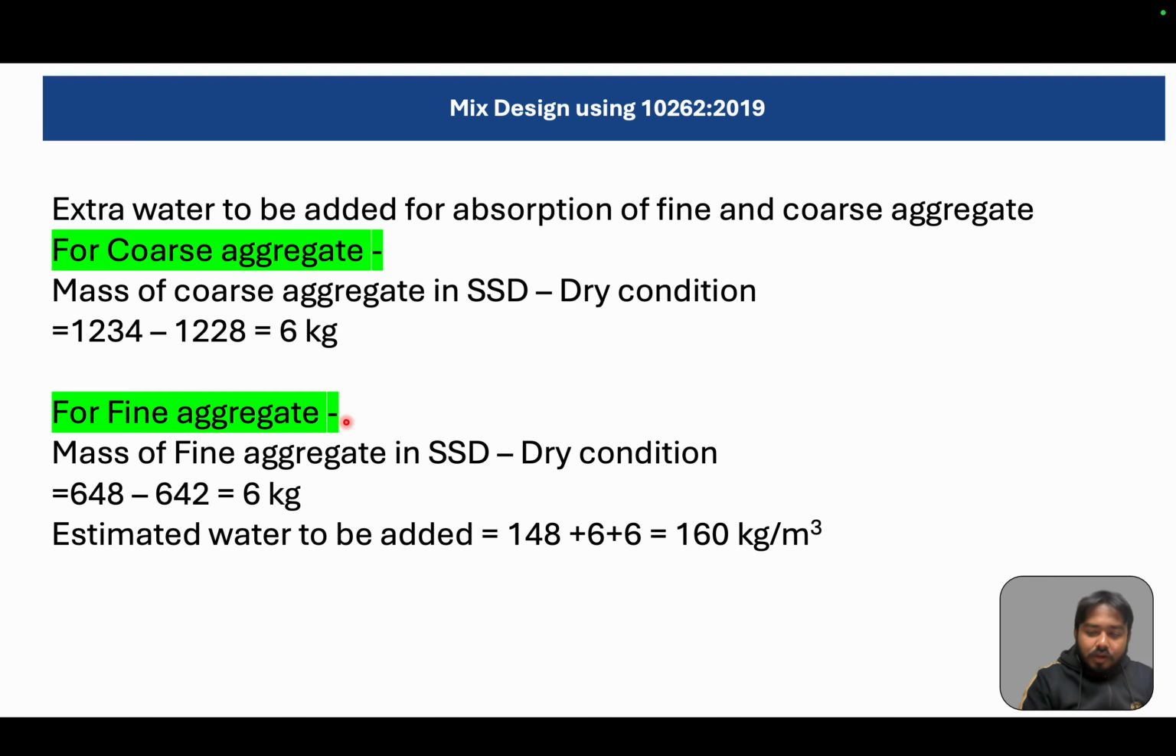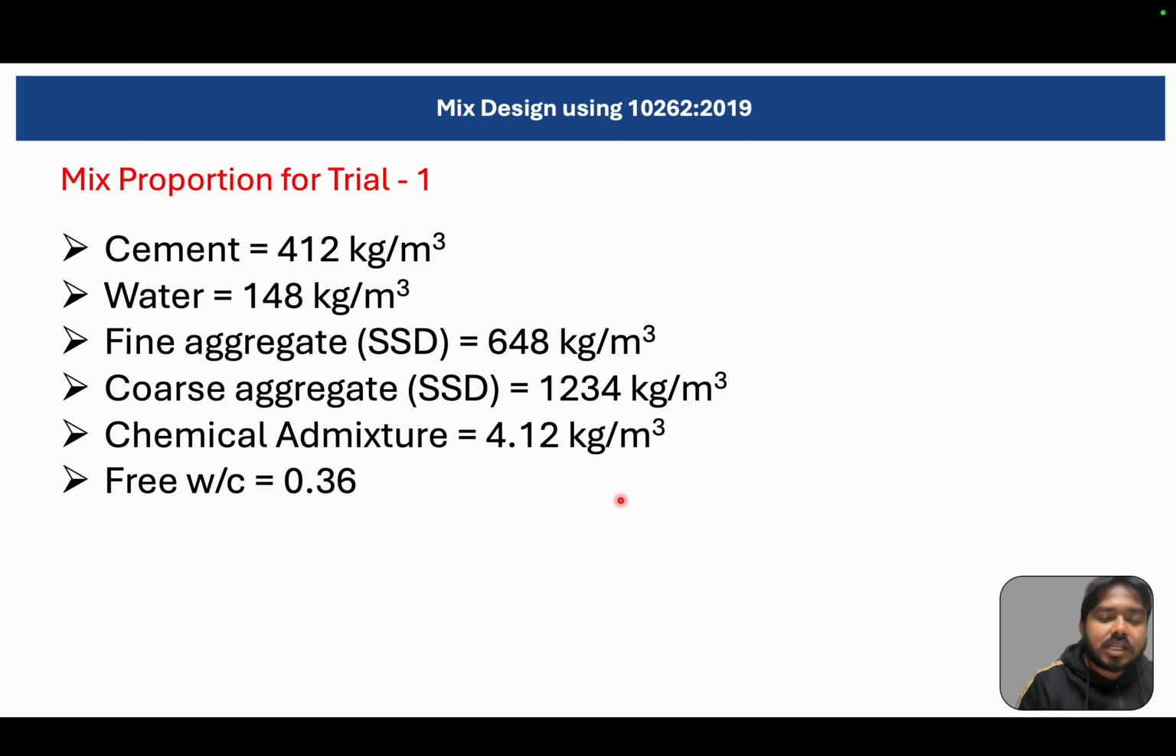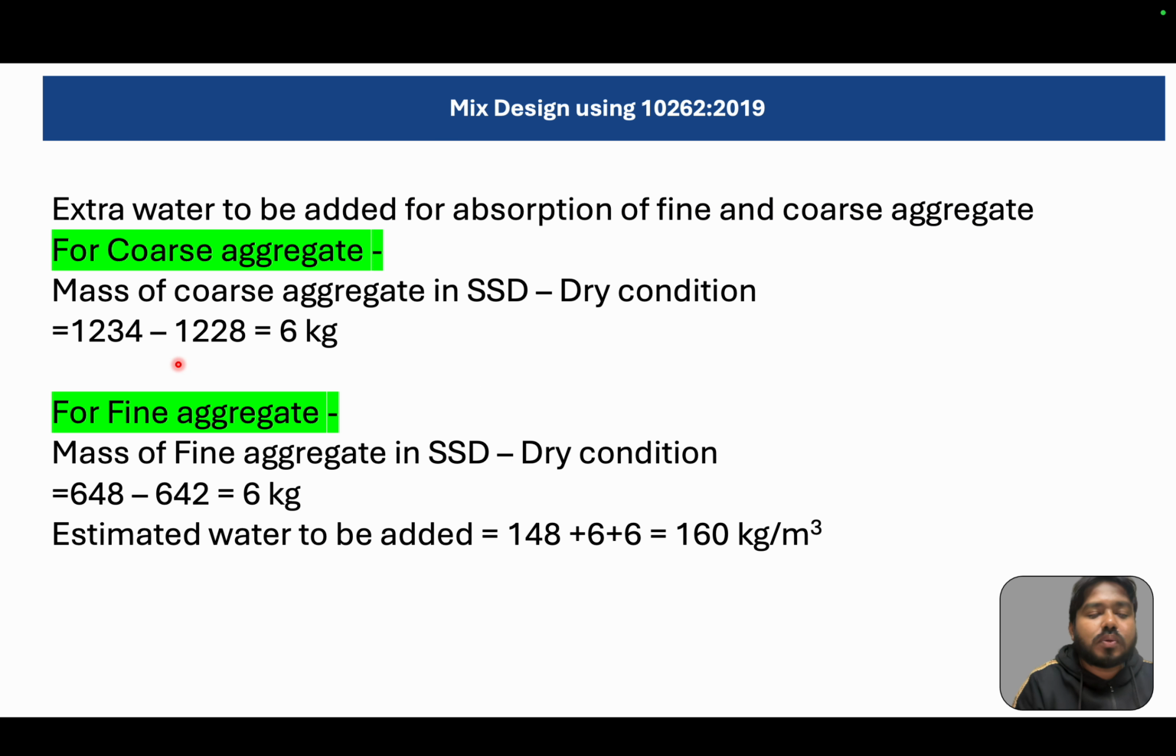Okay, so how are you going to calculate? In the dry condition, for the fine aggregate you are getting 642. In the SSD condition, your fine aggregate is 648. So for the correction, the excess water required for the fine aggregate is 648 minus 642. That means you are getting 6 kg per meter cube of excess water required for the fine aggregate.